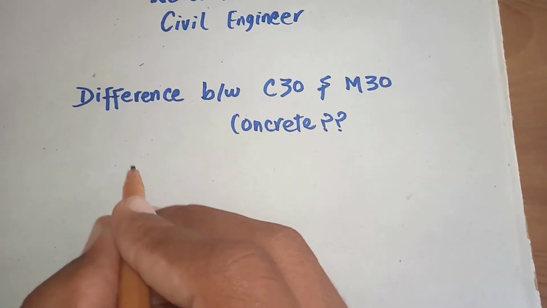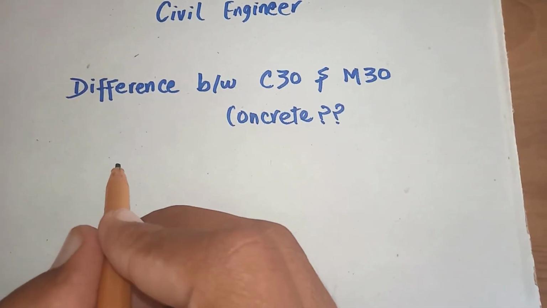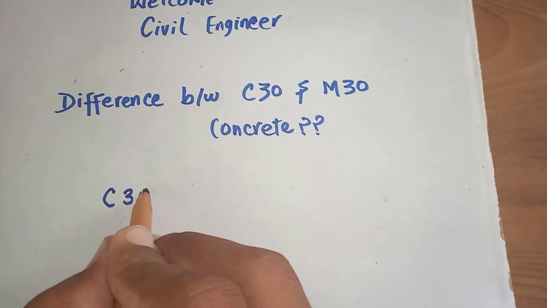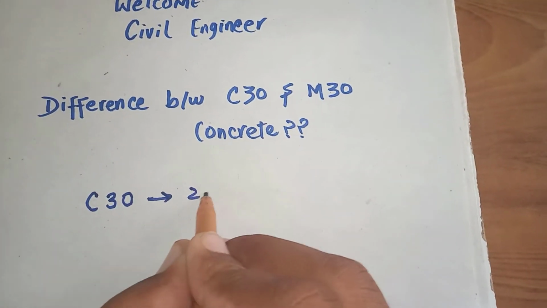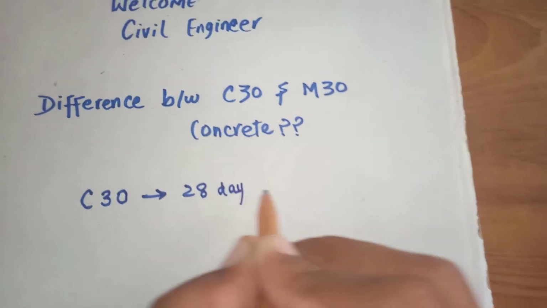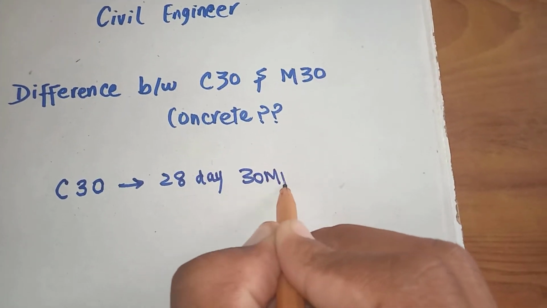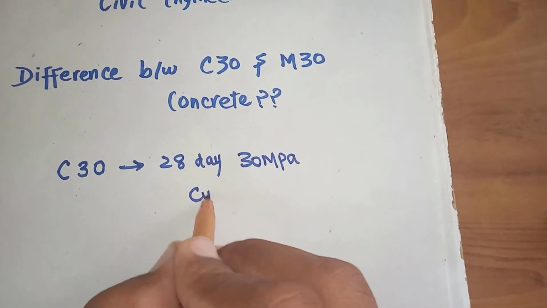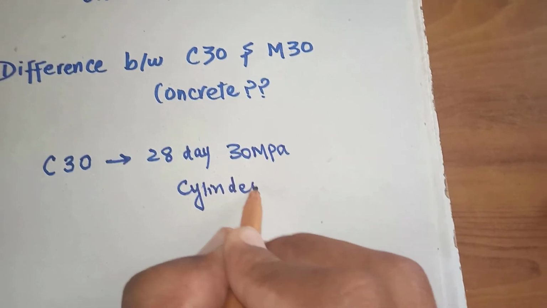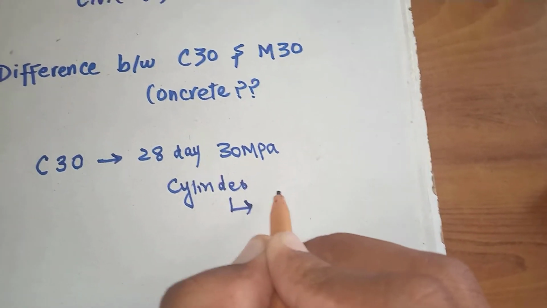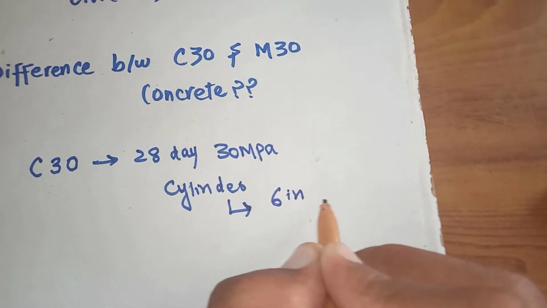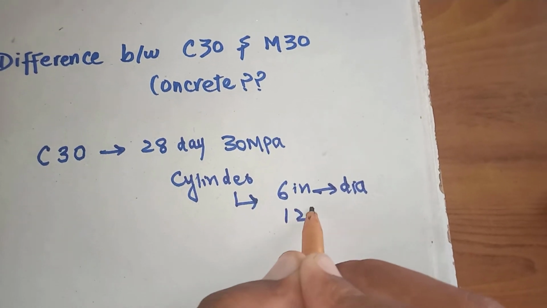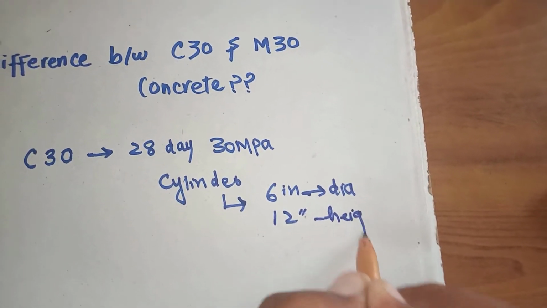Hello friends, I will answer this question. C30 is the 28-day, 30 megapascal compressive strength of a sample that was prepared in a cylinder, and the size of the cylinder is 6 inch in diameter and 12 inch in height.